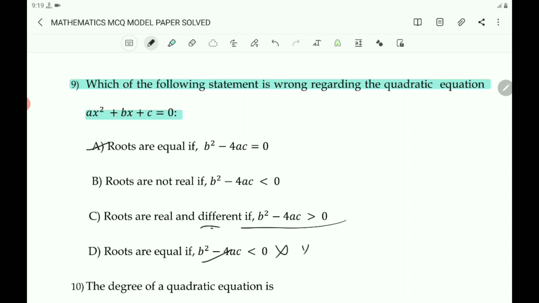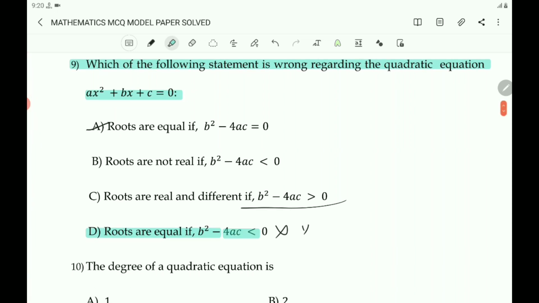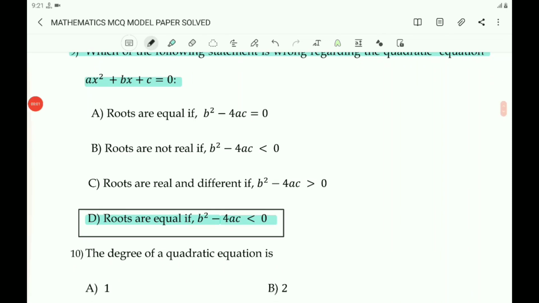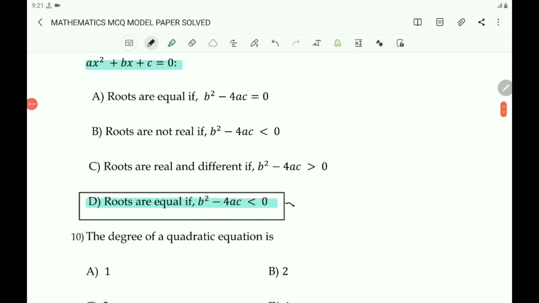When b square minus 4ac is lesser than 0, no real roots. So here the wrong statement is option D. Roots are equal if b square minus 4ac is lesser than 0 is the wrong statement. So option D is the answer. That is the wrong statement.